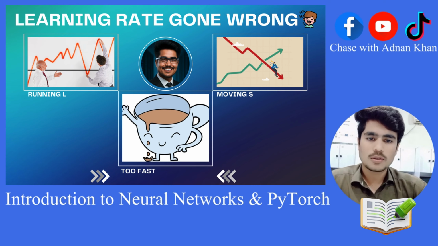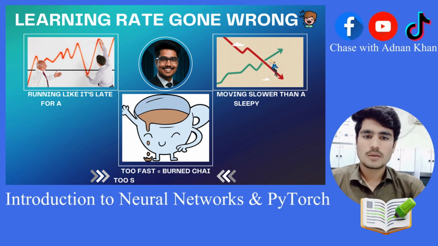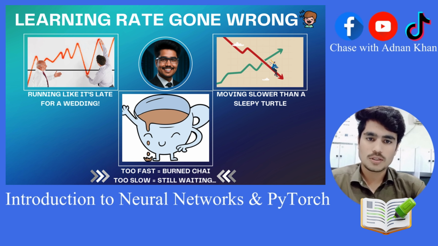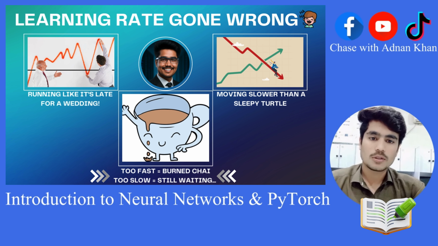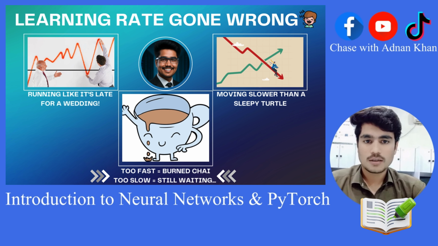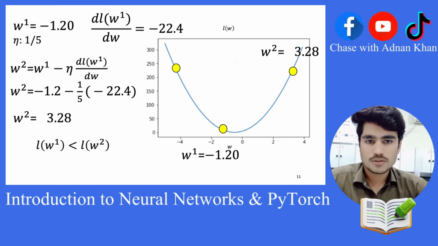Alright, before we go further, let me tell you something. This reminds me when I first heard about learning rates. My teacher said, choose a small value for learning rate. So I said, okay, I'll go with 100. That's small, right? Next thing I knew, the model just ran off in the wrong direction like it was late for a wedding. Then I changed it to a very tiny number, so small it was like watching paint dry. I kept clicking run, and nothing happened. That's when I realized choosing the right learning rate is like making chai. Too fast, it burns. Too slow, and no one wants to wait. Okay, now back to business.